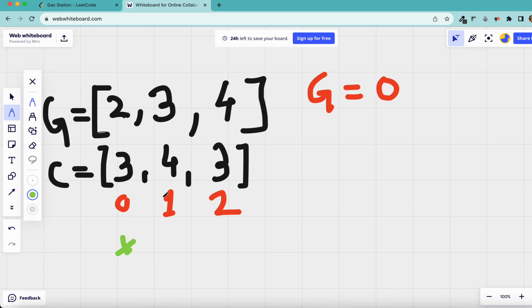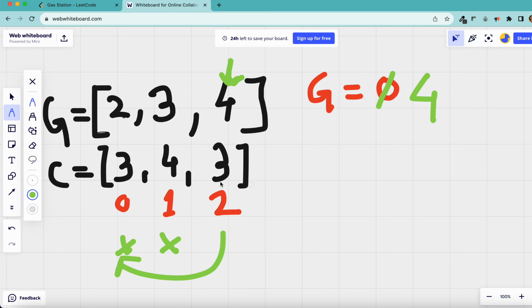Now if you take 1 as the starting index, then my cost is greater than my gas, so this is also not a feasible solution. Now if you come over here to 2, my 4 is greater than the cost, which is fine. So let's start from here, and we add 4 units to the gas. Now if we need to move back to the 0th position, it will cost me 3, so now my gas has 1 unit.